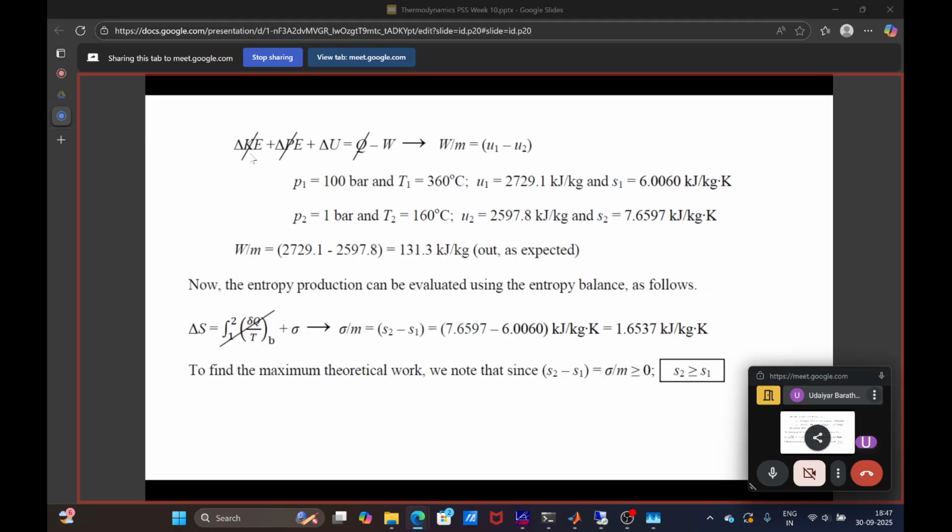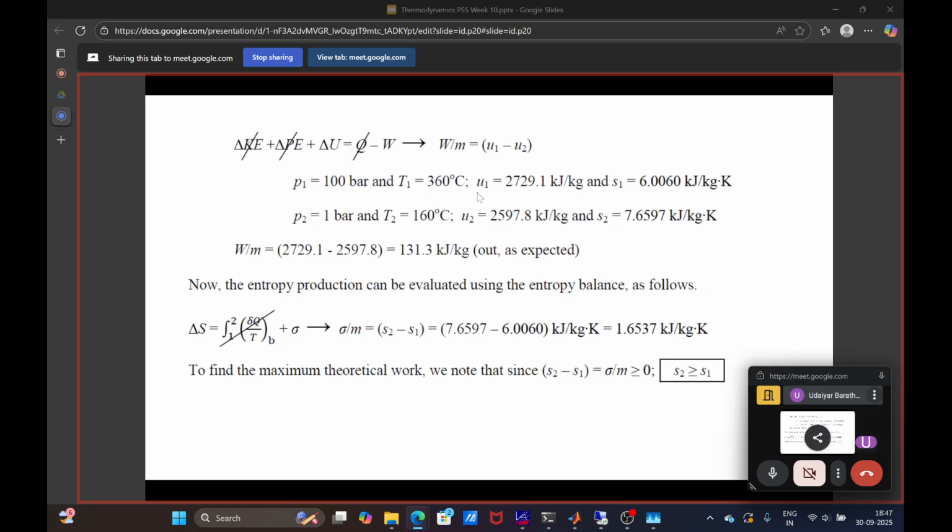And at the second state, your pressure is 1 bar and temperature is 160 degrees Celsius. So U2 is 2597.8 kilojoule per kg and S2 is 7.66 kilojoule per kg Kelvin. Substituting this in the first expression, we get the work done in the actual case.